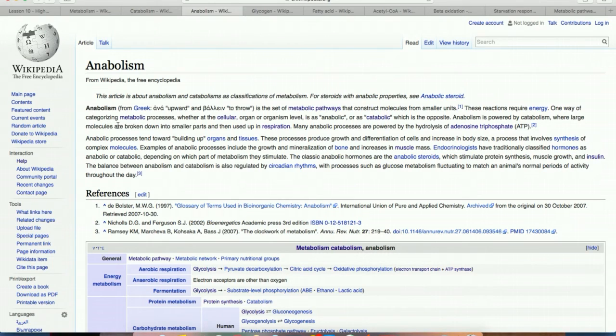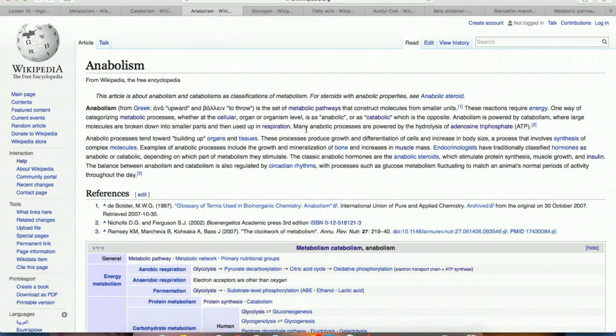One way of categorizing metabolic processes, either at the cellular, organ, or organism level, is as anabolic or as catabolic, which is the opposite. Yeah, we already saw that. Anabolism is powered by catabolism. So before I can build something up, I have to break it down. Let's see, where large molecules are broken down into smaller parts and then used up in respiration.